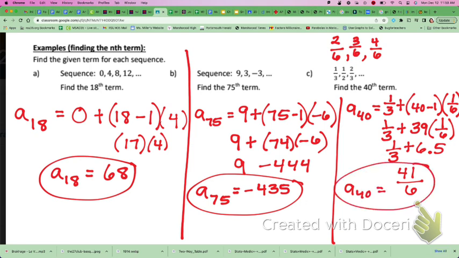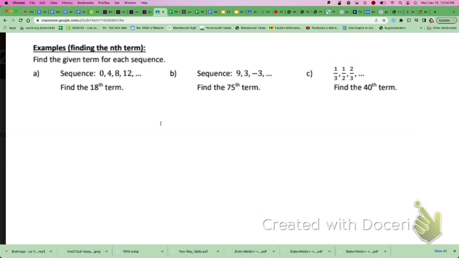41 over 6 is what your calculator should be popping out if you did it with the fractions. If you did it correctly, yes. Okay. Questions with any of that? Okay, flip on to the back.